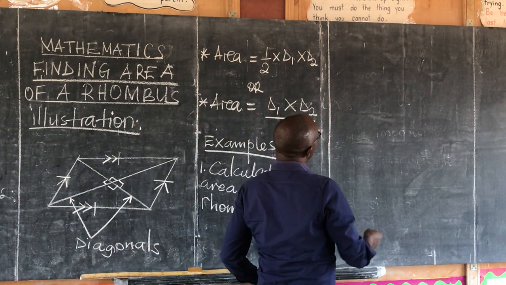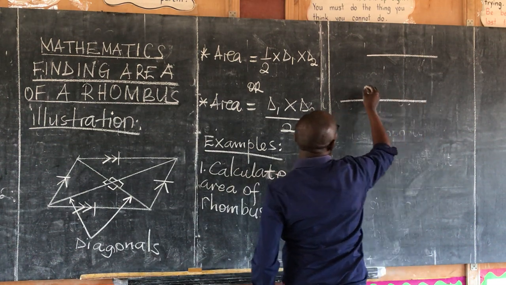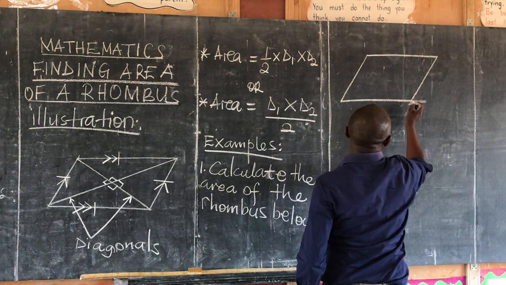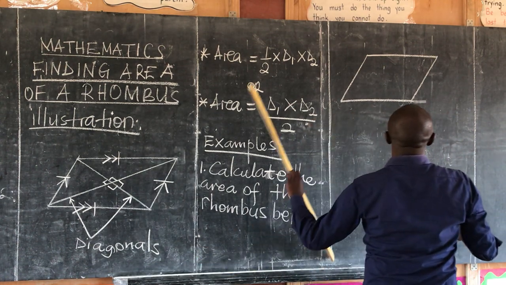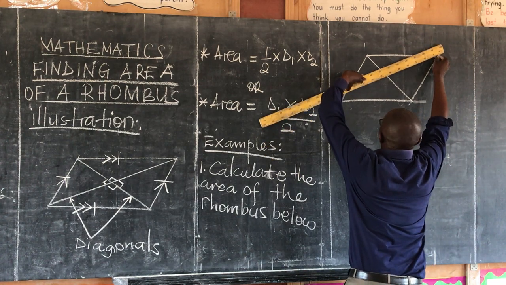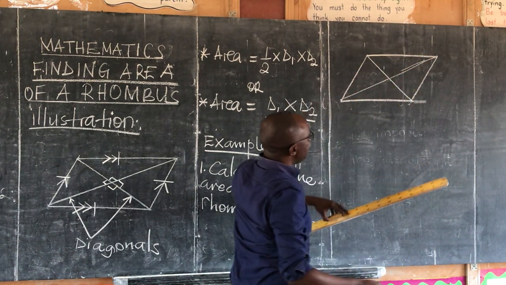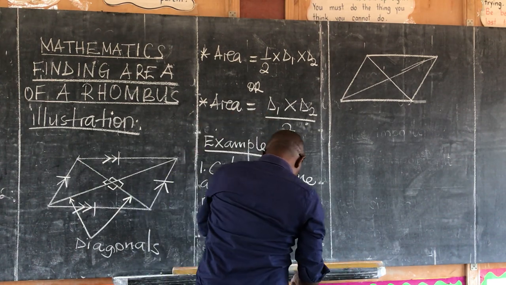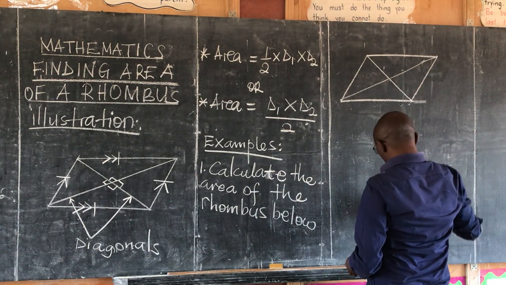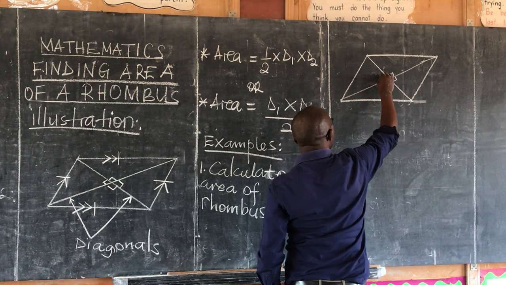Now, this is our rhombus, and we are going to find its area. These are the diagonals. Remember, we said the diagonals of our rhombus bisect each other at a right angle. In other words, as they bisect each other, they end up forming four right angle triangles.